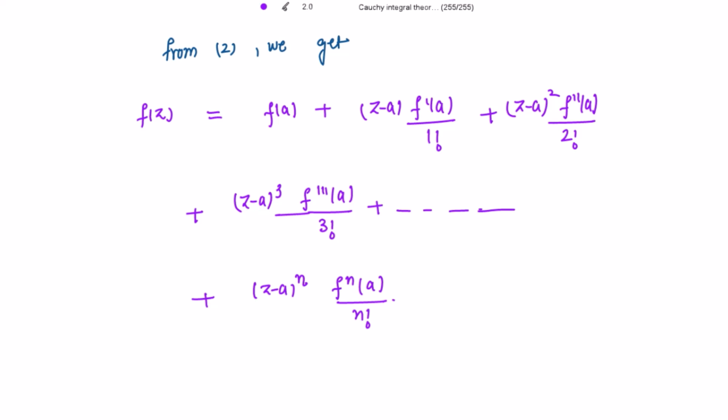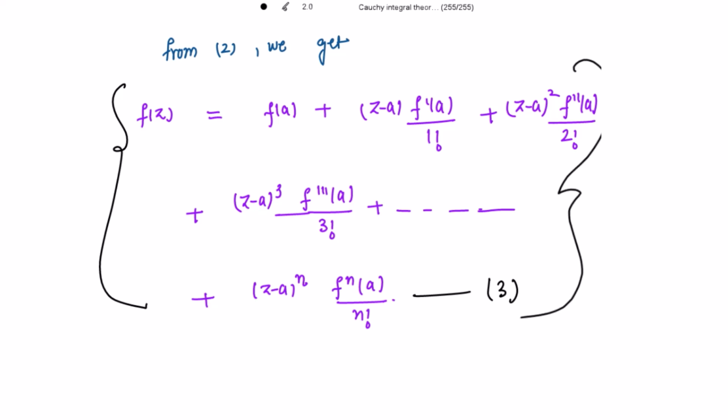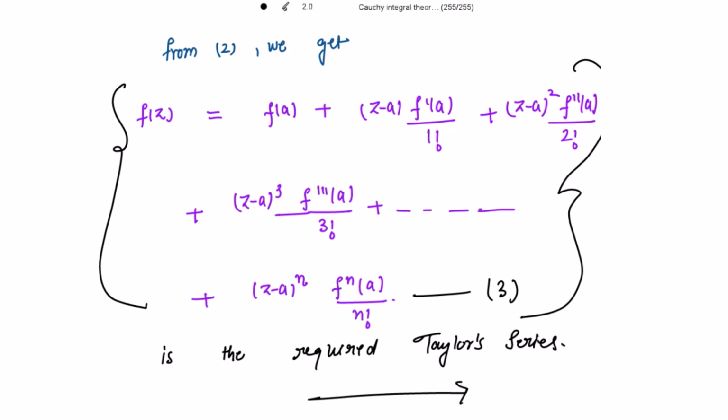Is it okay? Fine. Please mark this as 3. So this is your required Taylor series. And now we have to deduce the Maclaurin series from this Taylor series. For that what we have to do? Okay, this is your Taylor series for f(z) about the point a, about z equal to a, right? Now we have to deduce the Maclaurin series from this.